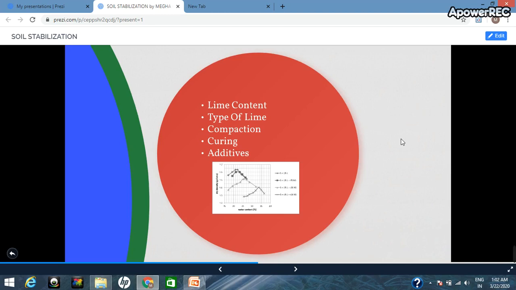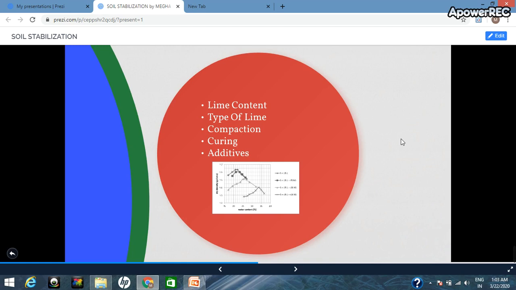Factors affecting soil stabilization through lime. First one is the lime content. As you increase the amount of lime, the effect would be different. Then type of lime, compaction, curing and additives. Compaction I have discussed earlier. The compaction factor would be in all types of stabilization, because it is a basic process of stabilization of soil.